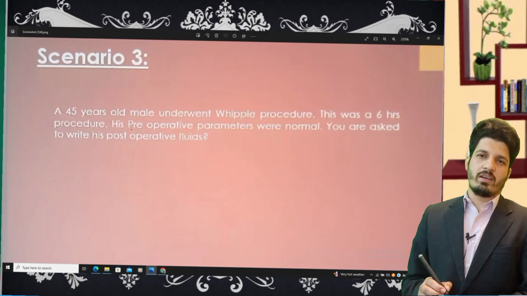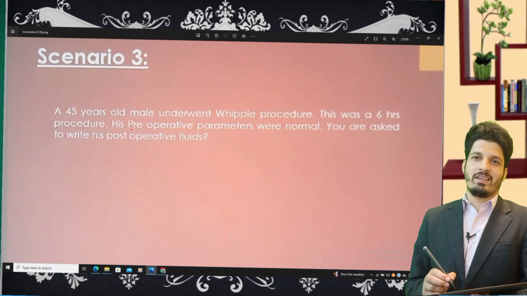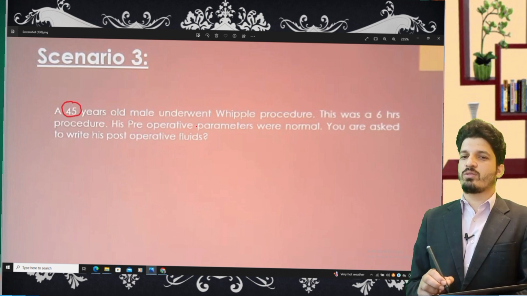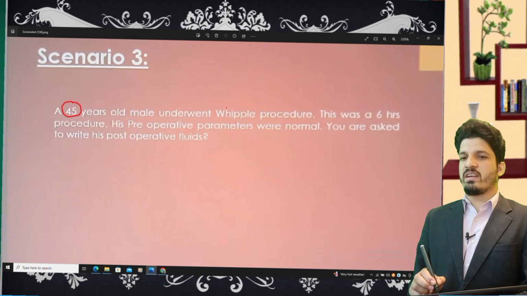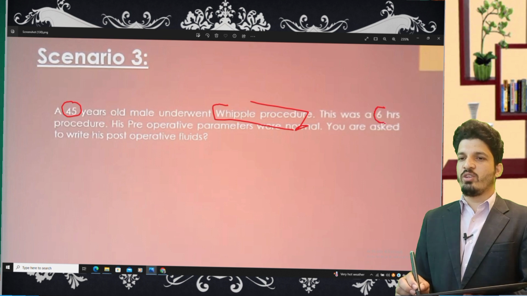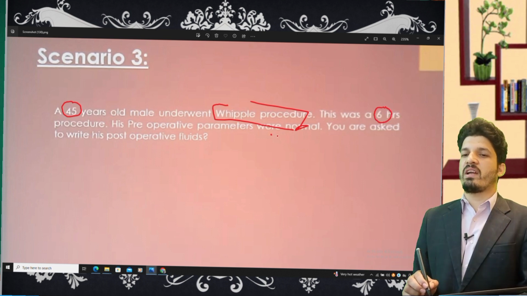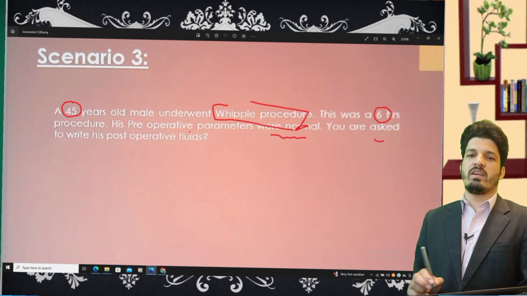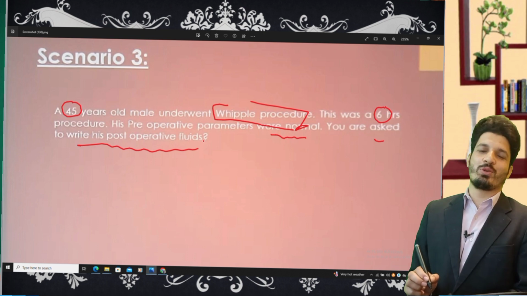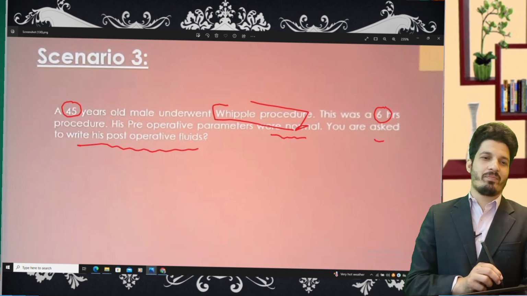Now finally we are making things more complicated for you, and again there is one more scenario. A 45-year-old male patient underwent the Whipple procedure, and the operative time was 6 hours. The pre-operative parameters were normal, and you are asked to write his post-operative fluid. So now proceeding towards this scenario, this is somewhat complicated.